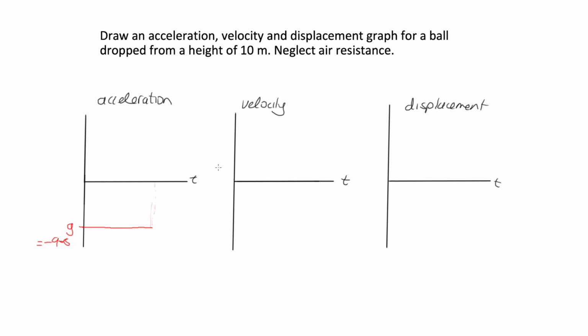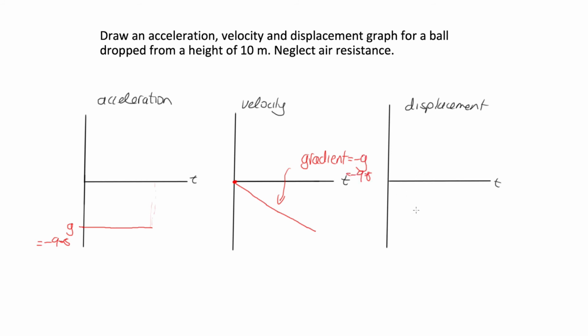Now, if it's being dropped from rest, then we can assume that the speed is initially 0 and it's accelerating downwards, so it's going to have a negative velocity. Because the acceleration is constant, the velocity is going to be changing constantly, which means it's going to have a constant gradient. So the velocity is going to be a straight line going down like this, and the gradient will be equal to minus g, well, minus 9.8.